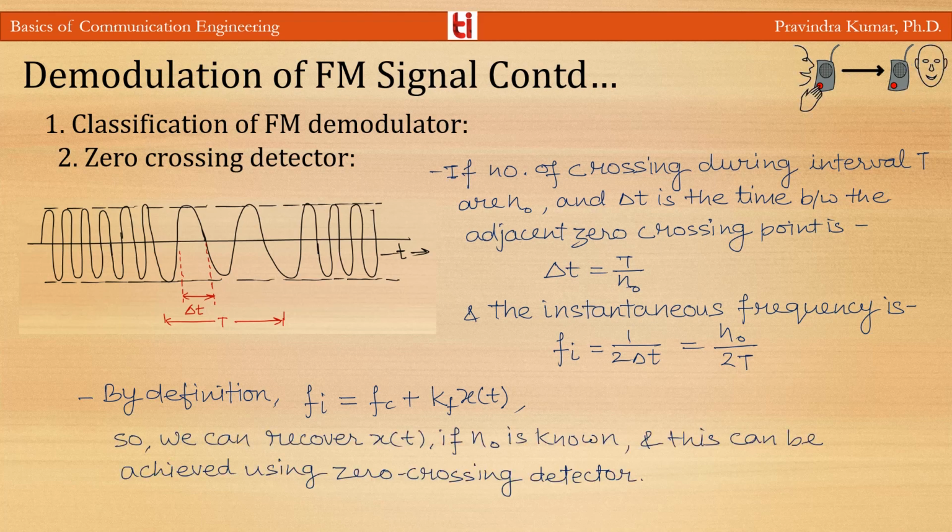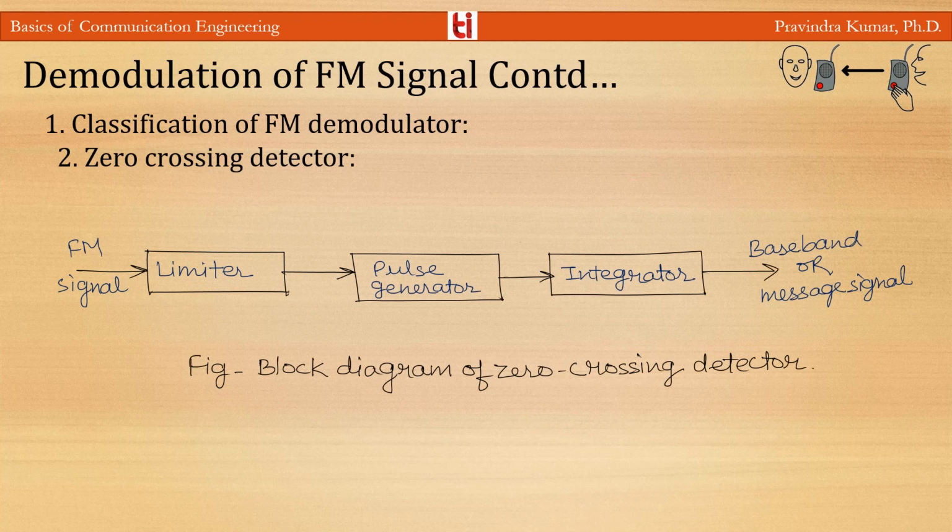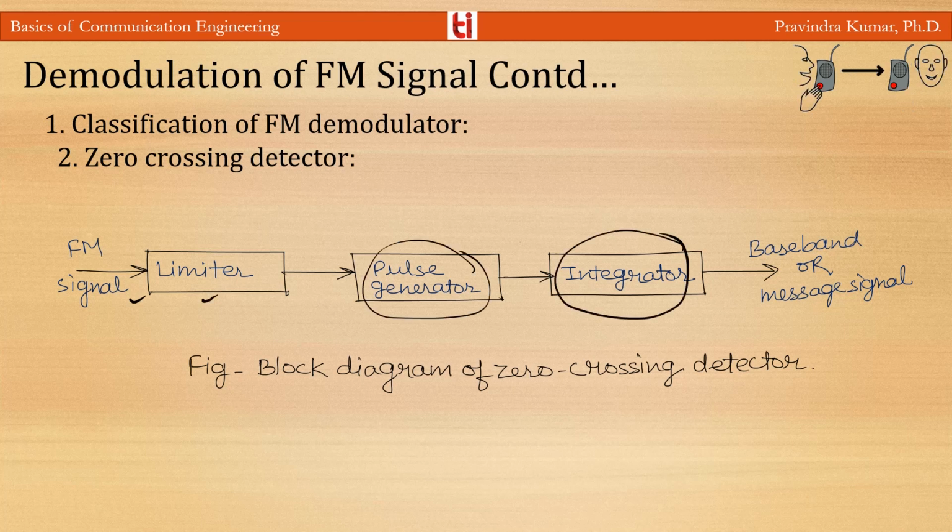The block diagram of this zero crossing detector you can see on your screen. The FM signal is applied to the limiter, then the pulse generator, and after this we get the integrator, and after passing this signal through the integrator, we will get our required message signal.